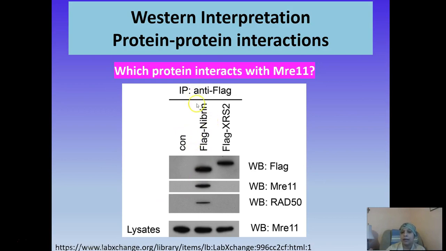So the cell extract that had flag Nibrin is the one that also pulled out MRE11. The cell extract that only had flag XRS2 did not pull out MRE11. When we look at the total lysate, so this is all the cell lysate without doing any co-immunoprecipitation, all of them had the same amount of MRE11. So in this case, this is our, in a way, loading control.